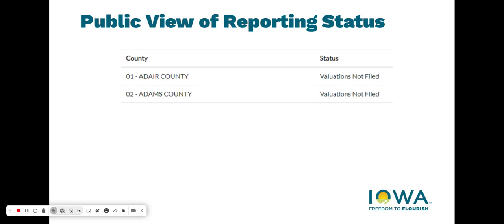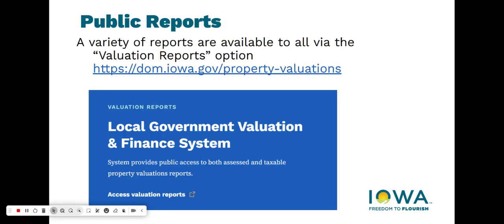When someone hits the public side of our online application, they can see the status of reporting. So each and every county is listed, and they're listed as valuations not filed or filed, depending on what your status is. So that's a quick way for your folks, your schools and your cities and whoever, to just double check and see where you are with your valuation status.